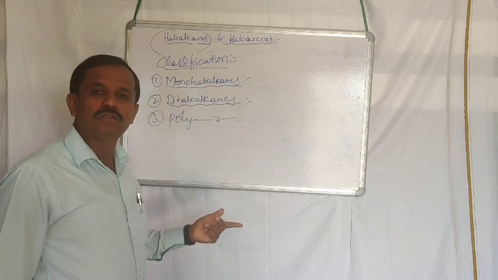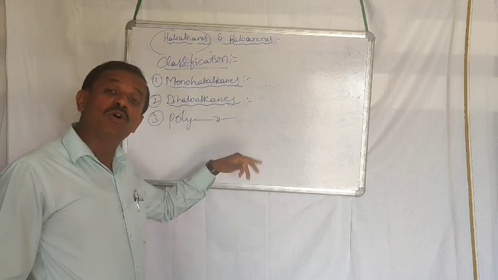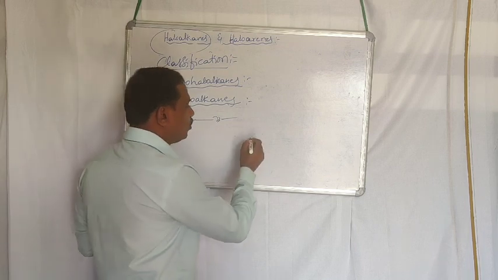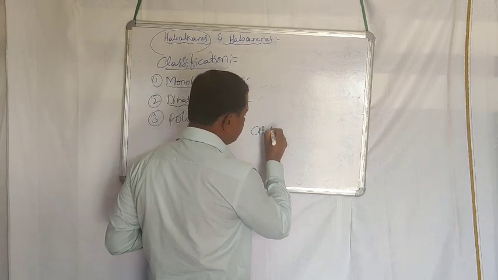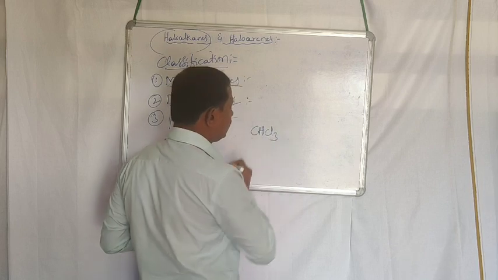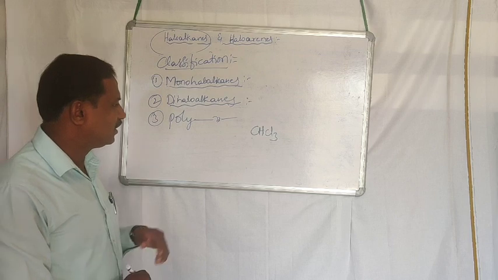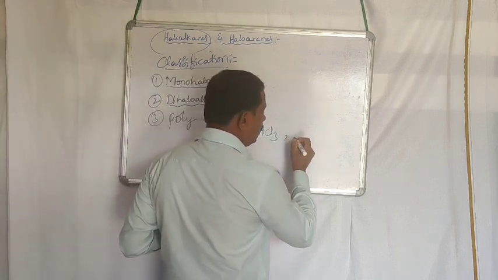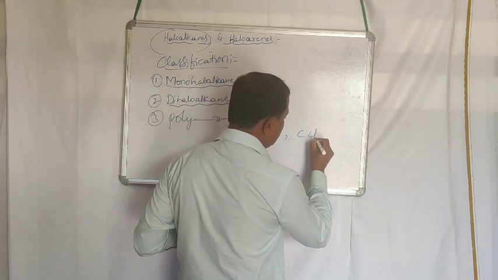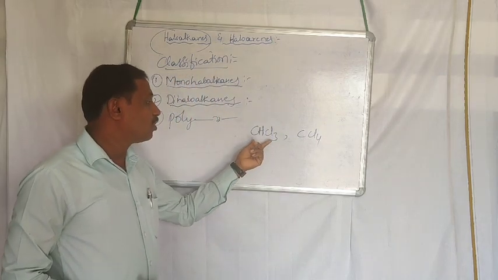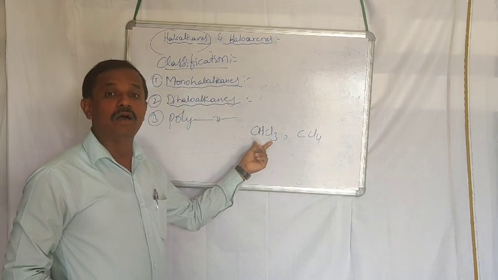In these compounds, three or more than three halogen atoms are present. Example, you take chloroform, CHCl3. You take another example, carbon tetrachloride, CCl4. These are, chloroform is a trivial name, a common name.